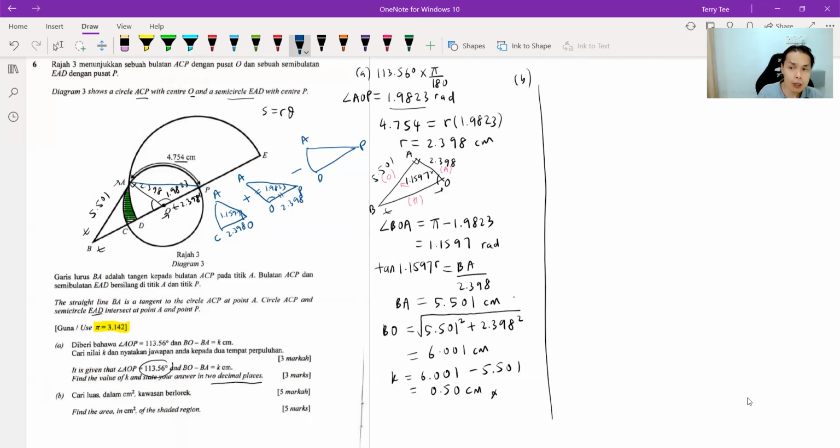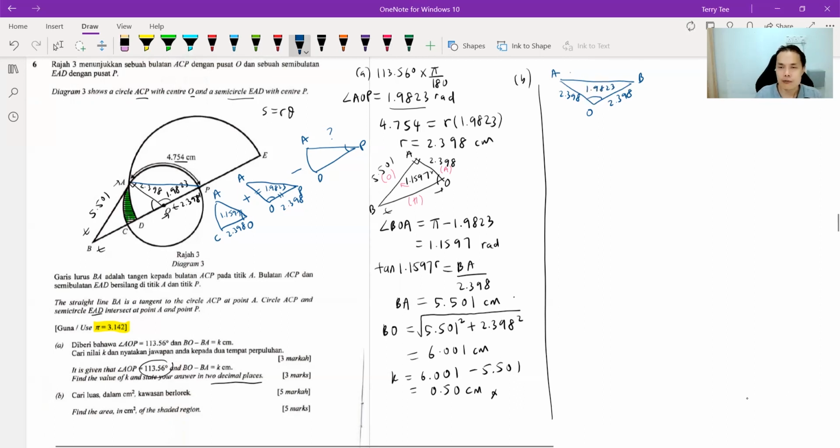But the problem is, to find the area of the last sector here, I need to find the length of AP, because I do not know what AP is, and I do not know this angle. So if you base on this triangle itself, if I redraw it for you here, it looks something like this. Maybe my triangle is a bit too ugly. This is your AOP. I know this is 2.398 and this is 2.398. This is actually a chord. AD is a chord, and I know the angle is 1.9823.